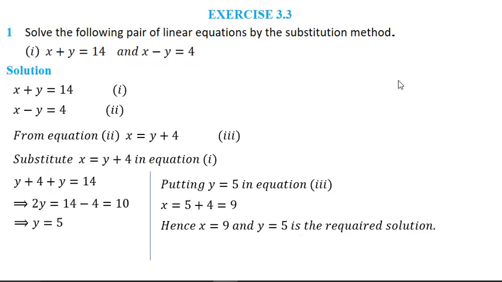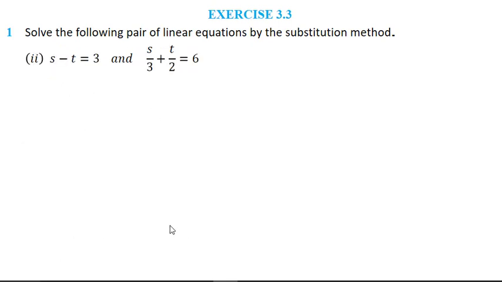Have you got it? How we have done this substitution method? Yes, simple. Once again I revise what we have to do. First we have to write the two equations, then I have to take one equation, rearrange it and write one variable in terms of the other, and that value I have to substitute in the other equation. Then I will get an equation in one variable, and after simplification I get the value of that variable. I will put that value in any of the equations and I will find the other variable.